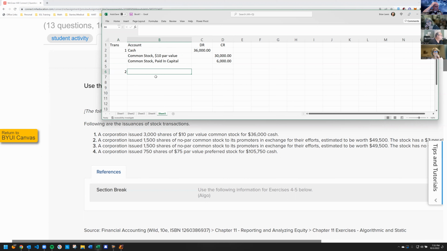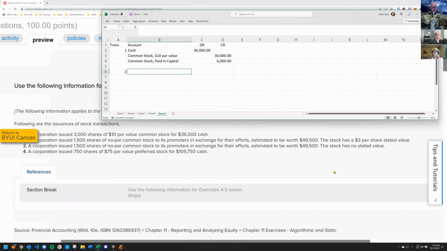Okay, so 2, a corporation issued 1,500 shares of non-par common stock to its promoters in exchange for their efforts, estimated to be worth $49,500. The stock has a $3 per share stated value. I love this. Issued non-par common stock to its promoters in exchange for their efforts.